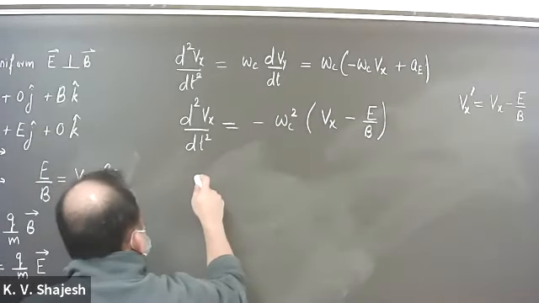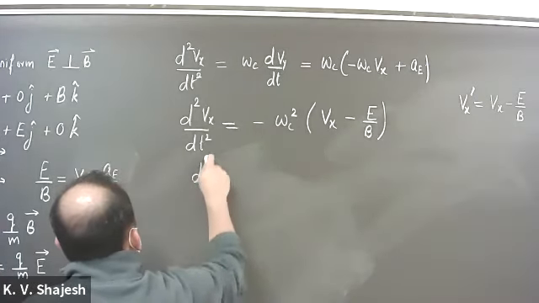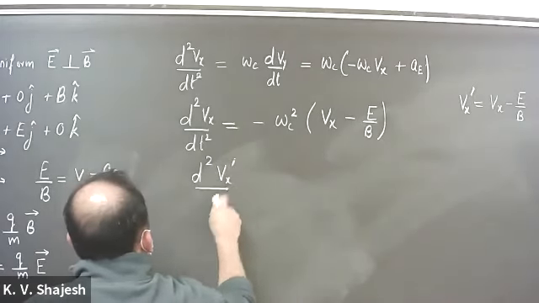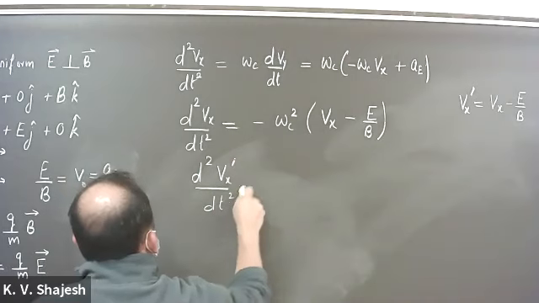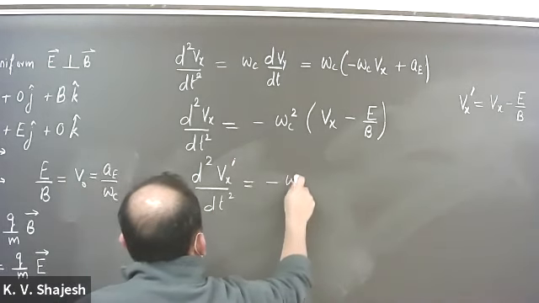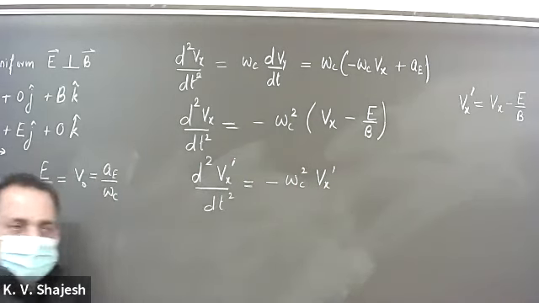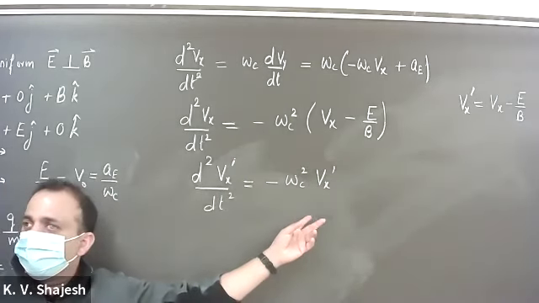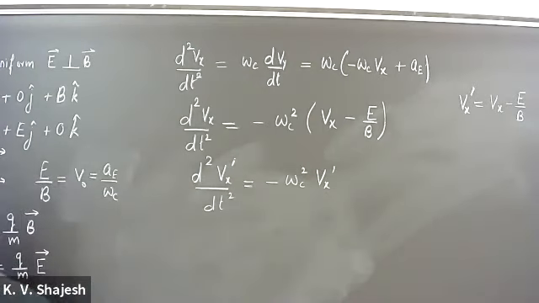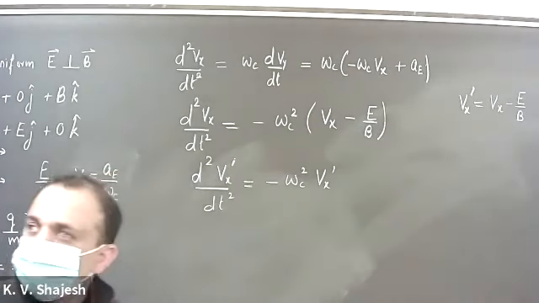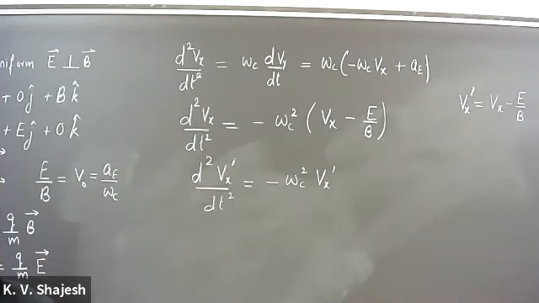So if I were to write in terms of primes, this quantity, d squared Vx prime over dt squared, is equal to minus omega c squared Vx prime. That's nice because I know how to solve that equation. That's a solution that we already know from last class. So that's something we know how to solve.